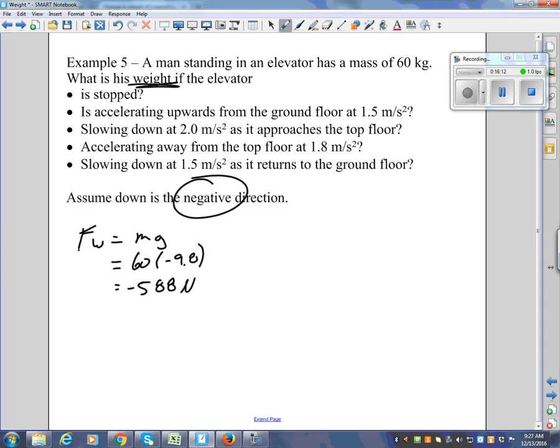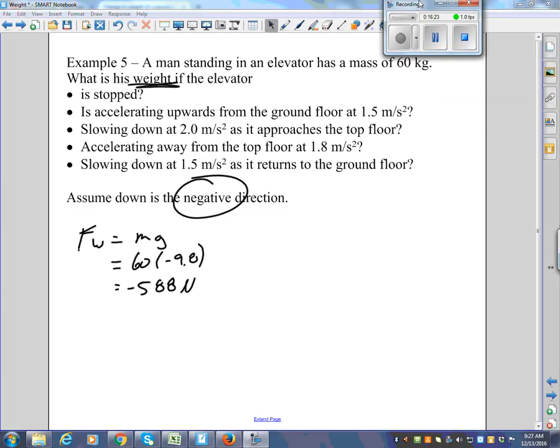Okay. Part B. What if he's accelerating upwards from the floor at 1.5? Is he going to weigh more or less? Think about this. Riley says more. He's accelerating upwards from the ground floor at 1.5. More. He weighs more. I want to know the number, right?